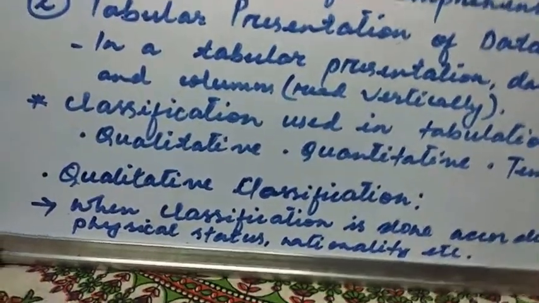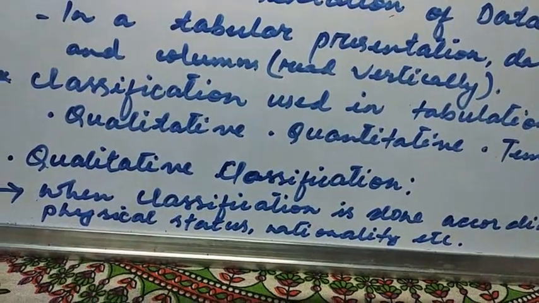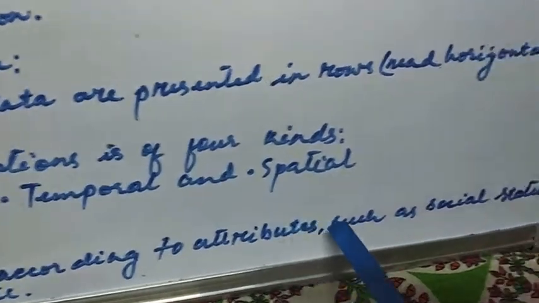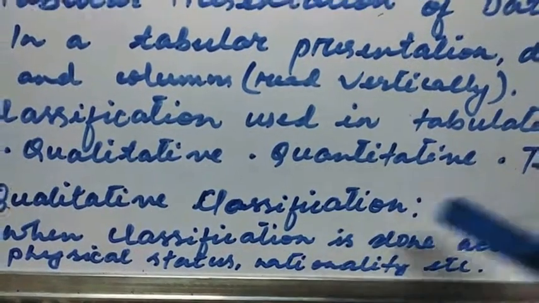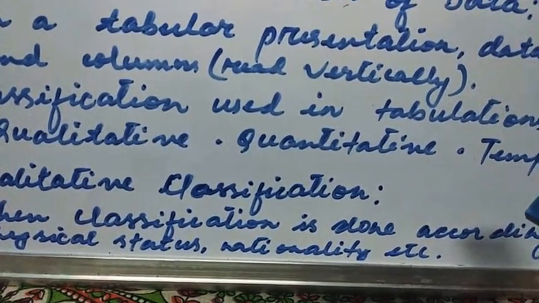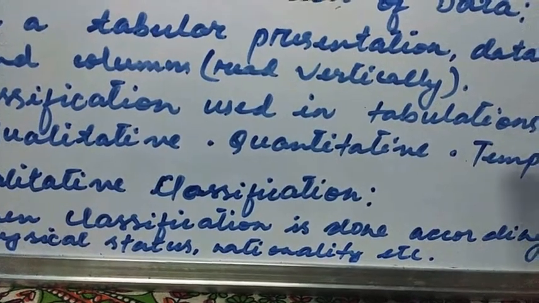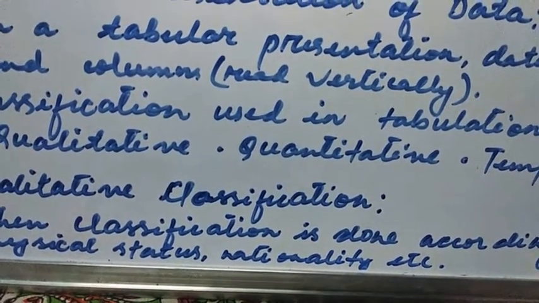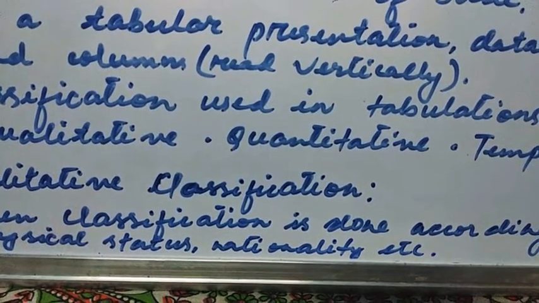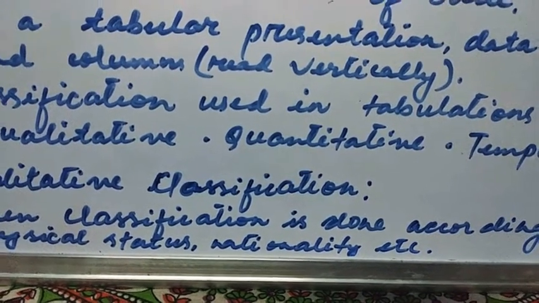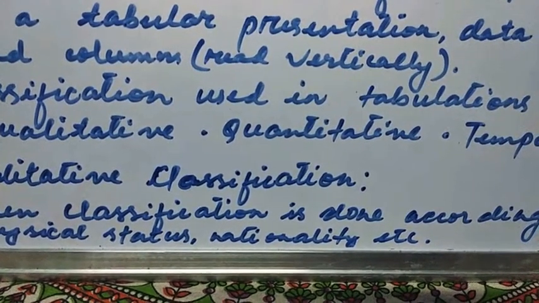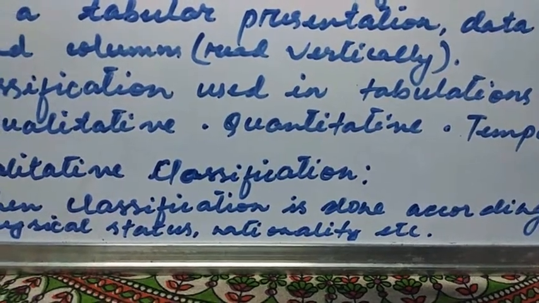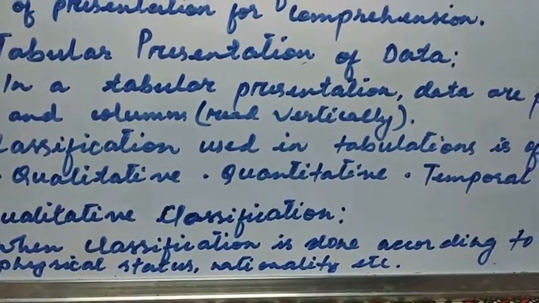First, qualitative classification. Qualitative would mean when classification is done according to attributes such as social status, physical status, nationality, etc. Those are not quantitative things; attributes would mean things which are somehow abstract. So when classification is done through attributes, it is called qualitative classification.